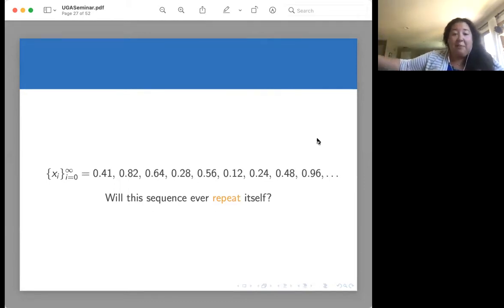And once I hit something I've seen before, I know exactly what's going to happen after that, because then it's just going to follow that same pattern over and over and over again. Okay, so this is a really basic example of a discrete dynamical system.